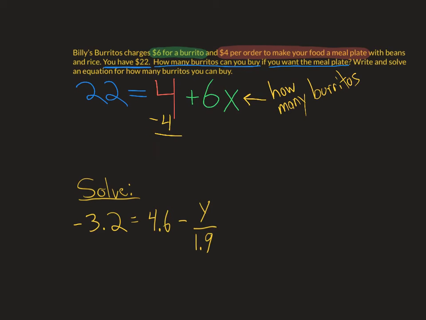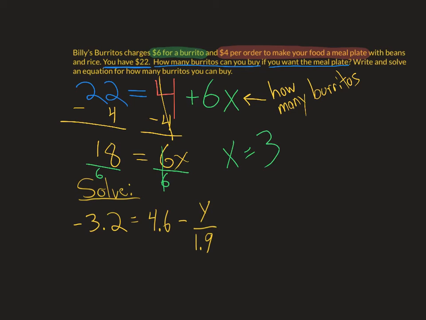I'll minus off the 4 on both sides to keep the equation balanced. And now since the 6 is multiplying, I'm going to divide it off. We end up with x, that's the number of burritos we can buy, equals 3, because 18 divided by 6 is 3. So how many burritos can we buy? We can buy 3 burritos, that's $18, plus the $4 meal plate charge is 22 total. So there you go. That'll cost us exactly 22.